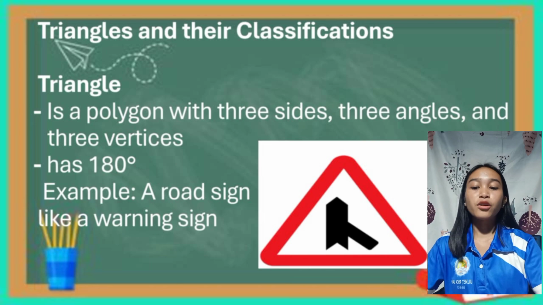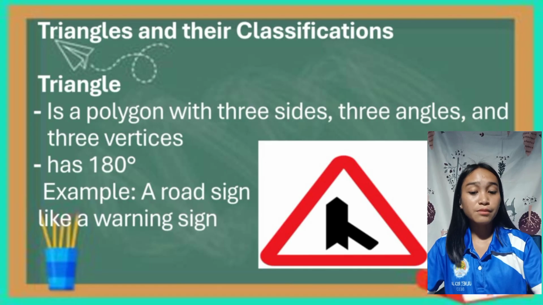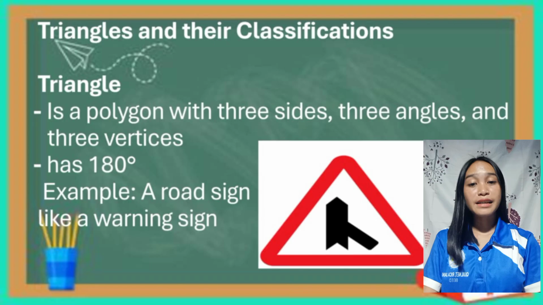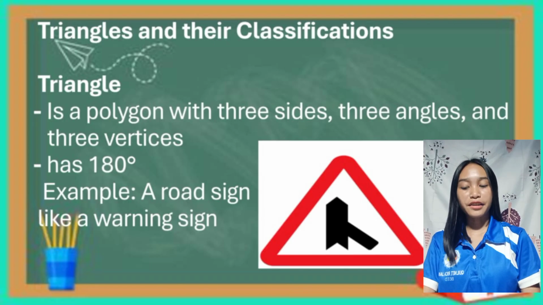A triangle is a polygon with 3 sides, 3 angles, and 3 vertices. The sum of the interior angles of a triangle is always 180 degrees. Triangles are the simplest and most basic polygons and are commonly used in structures because of their strength. For example, a road sign shaped like a warning sign is usually triangular.